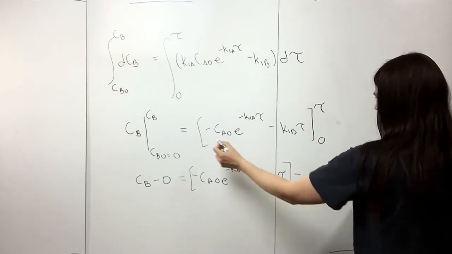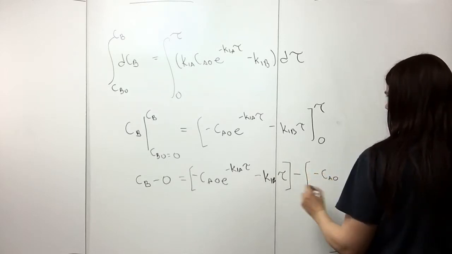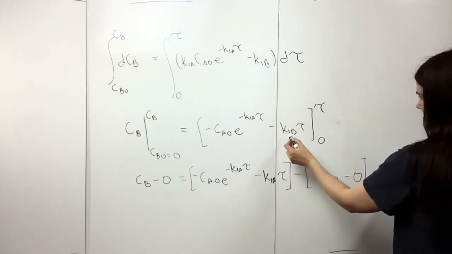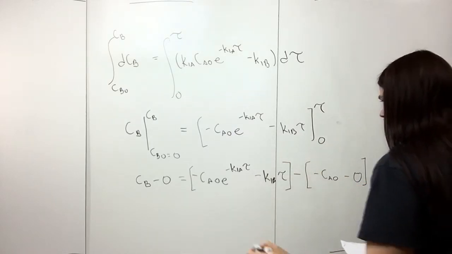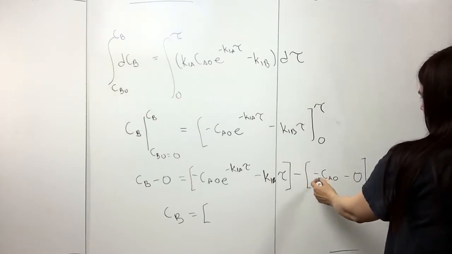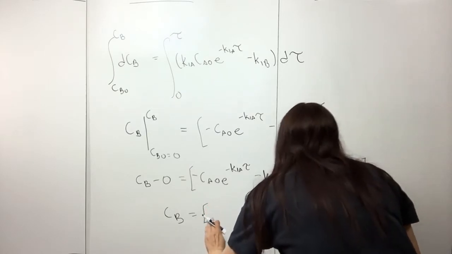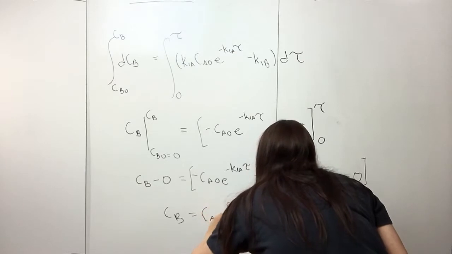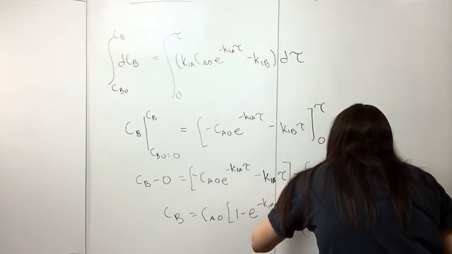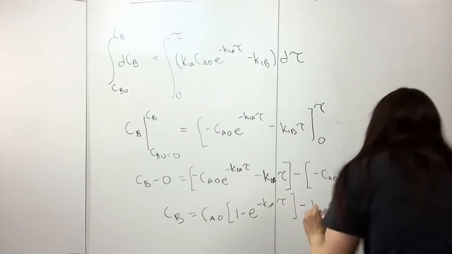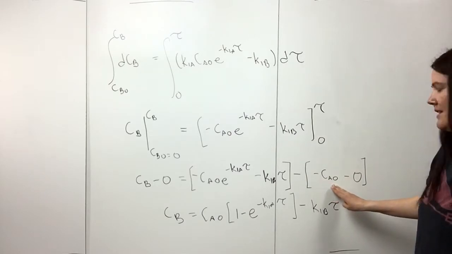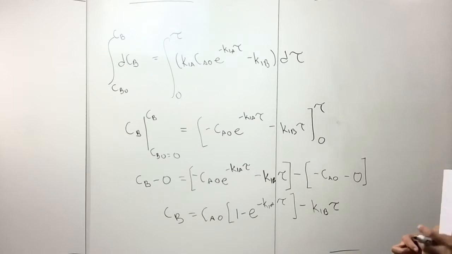So anyway, this would be minus, and then you have minus CA naught, because e to the 0 is 1, minus 0, because you have K1B multiplied by 0. So then if you simplify this, you get CB is equal to, and this becomes a plus, so I'm going to have CA naught minus CA naught e to the minus K1 tau, so actually I'm going to have CA naught (1 minus e to the minus K1A tau minus K1B tau). So then this is the answer. And you can see where if you didn't apply this, then you wouldn't get this initial condition. And then you can do this problem.